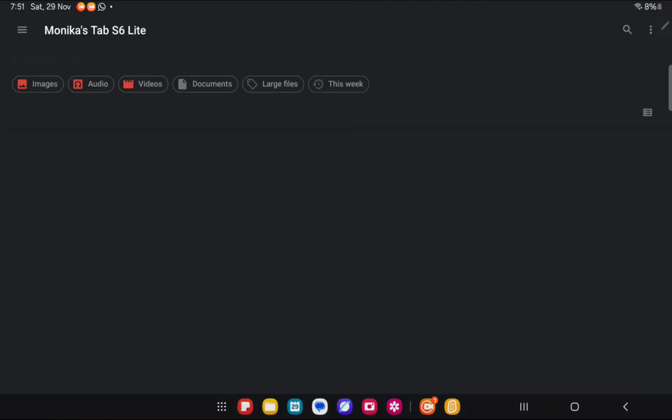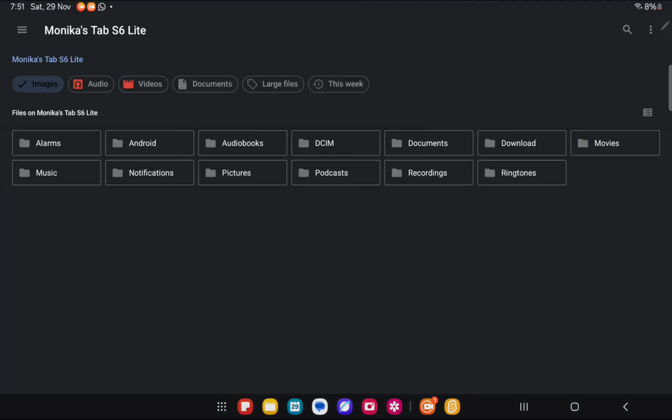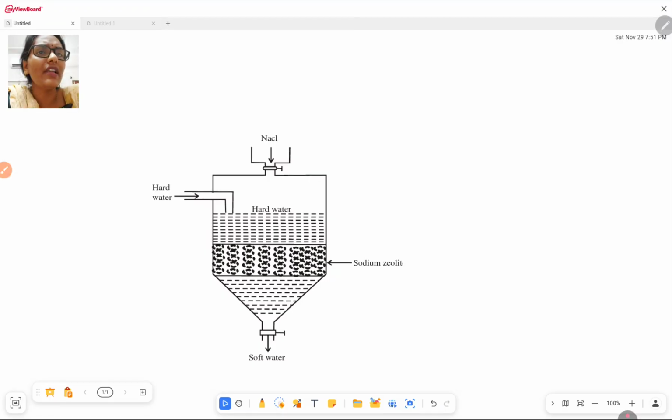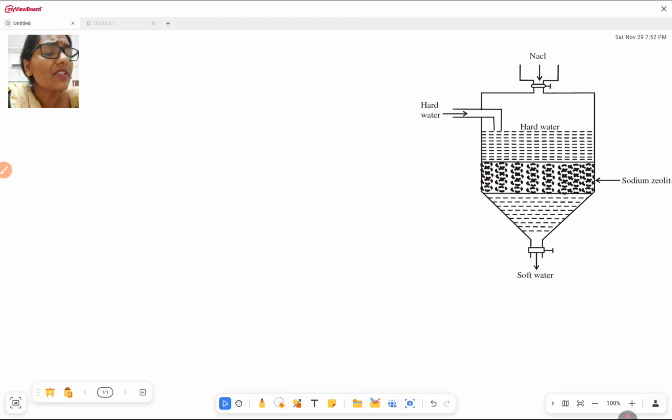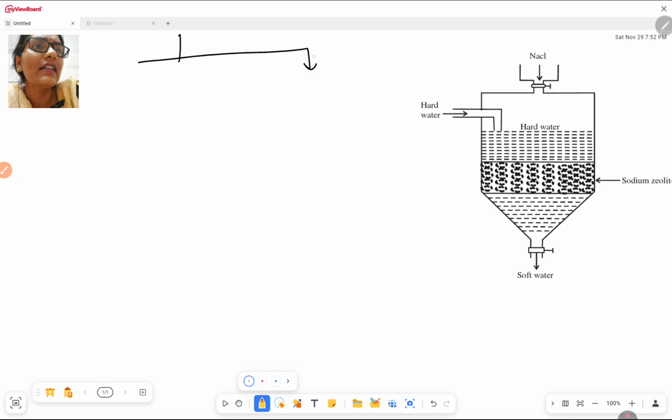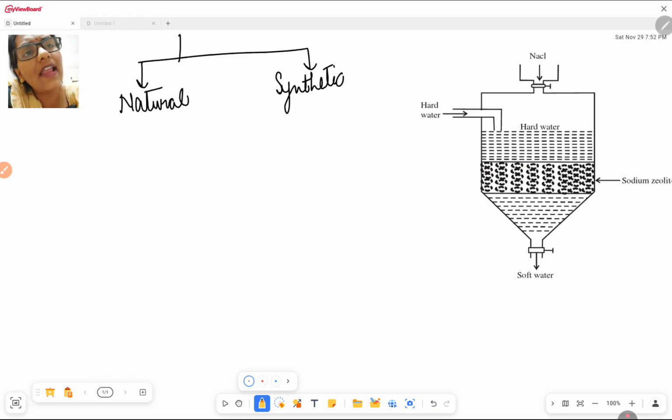So how can hard water be converted into soft water? See, zeolites are of two types. The one is natural zeolites and the other one is synthetic zeolite. Natural zeolites are porous and durable, and the synthetic zeolites have higher exchange capacity per unit weight.